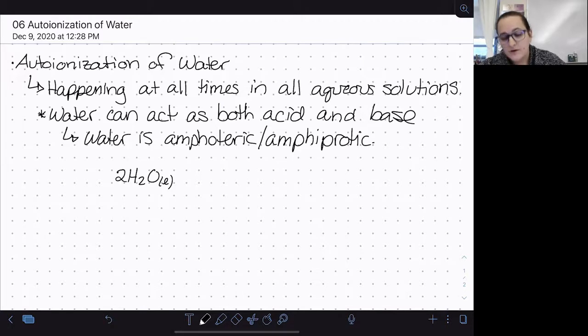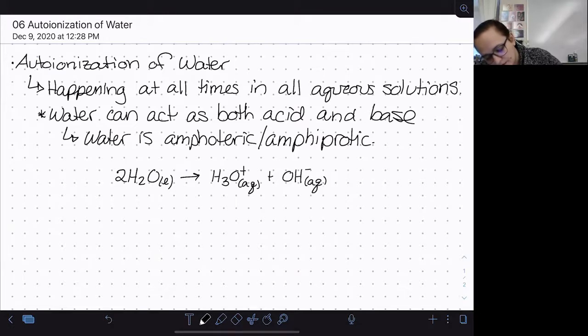You have two water molecules reacting together. One of them gains a proton, thereby acting as a base. The other one gives up a proton, thereby acting as an acid. So when water gains a proton, it becomes hydronium. When water loses a proton, it becomes hydroxide. So this is the autoionization reaction.